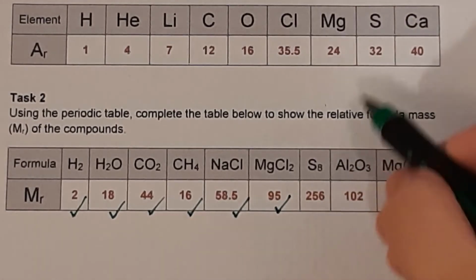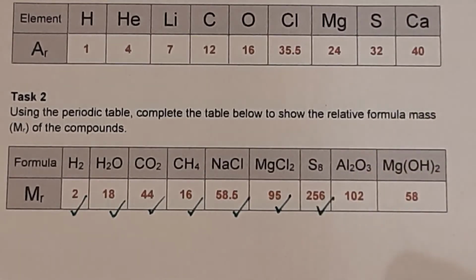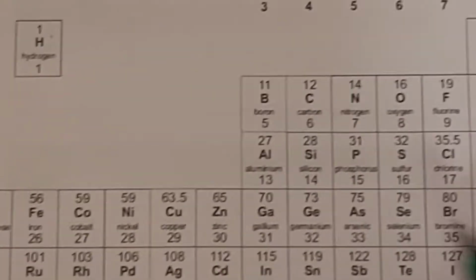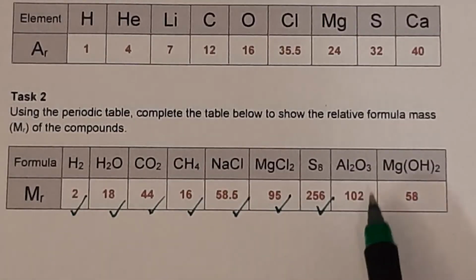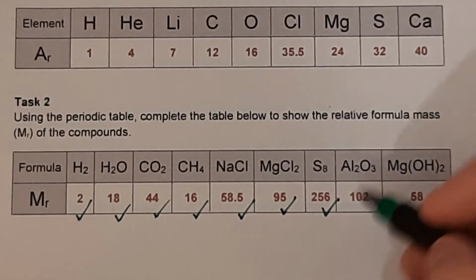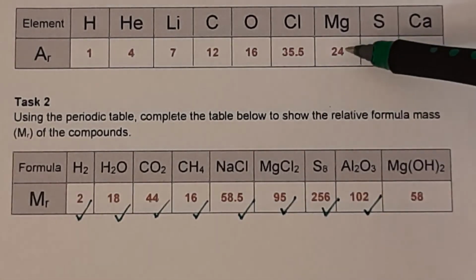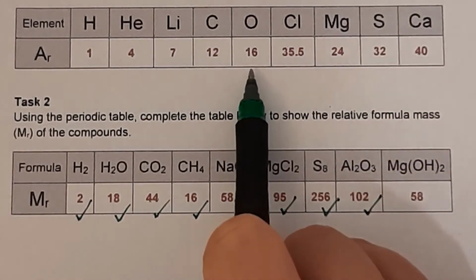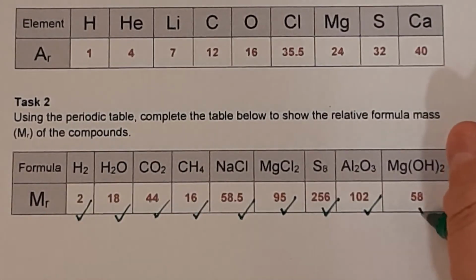S8, we had all the numbers for this, so it's 8 lots of 32, which was 256. Al2O3, well, we needed to look aluminium up in our periodic table, and here it is, with 27. So it's 2 lots of 27 added together with 3 lots of oxygen, which gave us 102. And for our last one, we had magnesium at 24, added together with 2 lots of oxygen at 16 and 2 lots of hydrogen at 1 each. And that gave us 58.